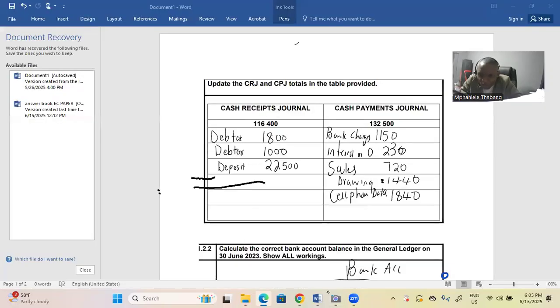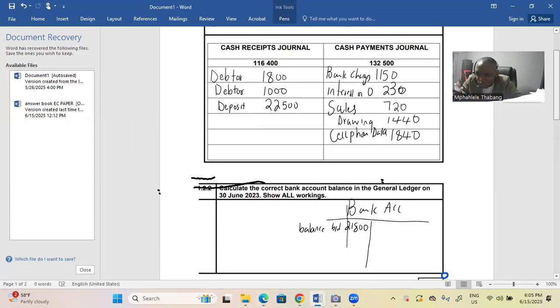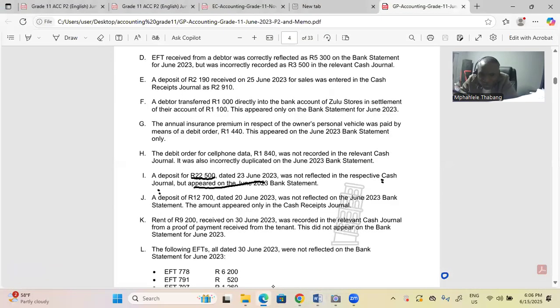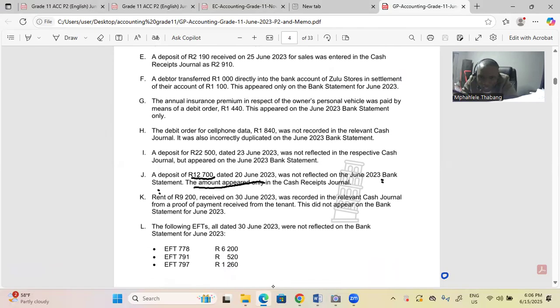So I'm going to go to the bank reconciliation statement and say there is an outstanding deposit. Sorry guys, I'm lazy to write, but please write in full. You say outstanding deposit. You put it on the credit side because it is missing on the credit side of the bank statement. So put it on the credit side of the BRS. What is appearing in the CRJ but not in the bank statement, we treat as an outstanding deposit. So let's go to K.